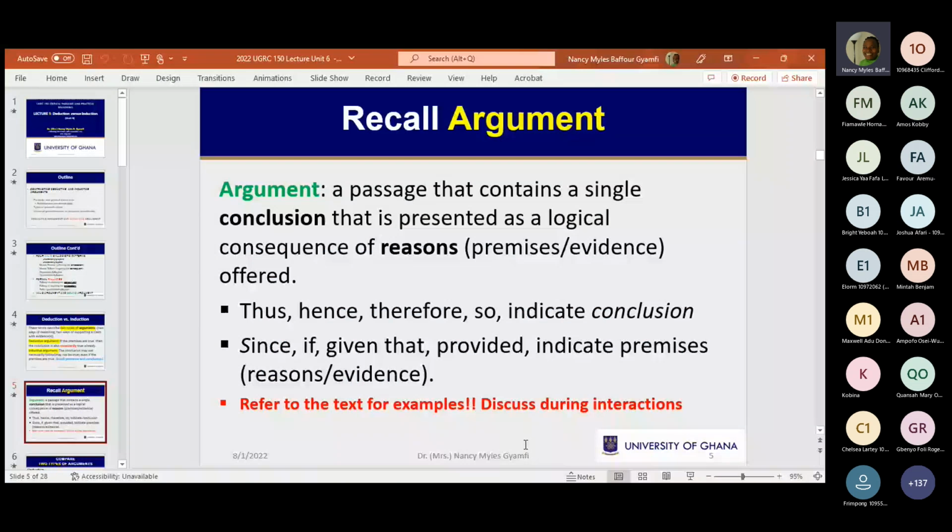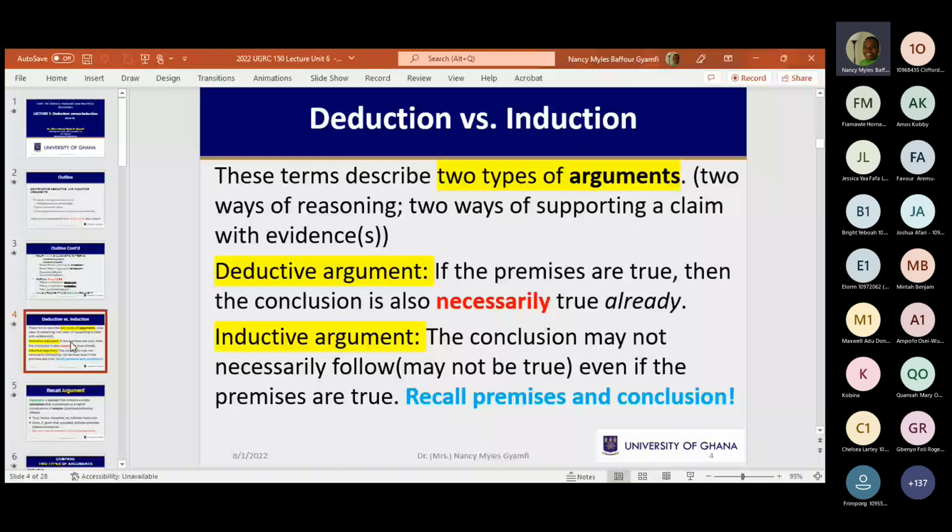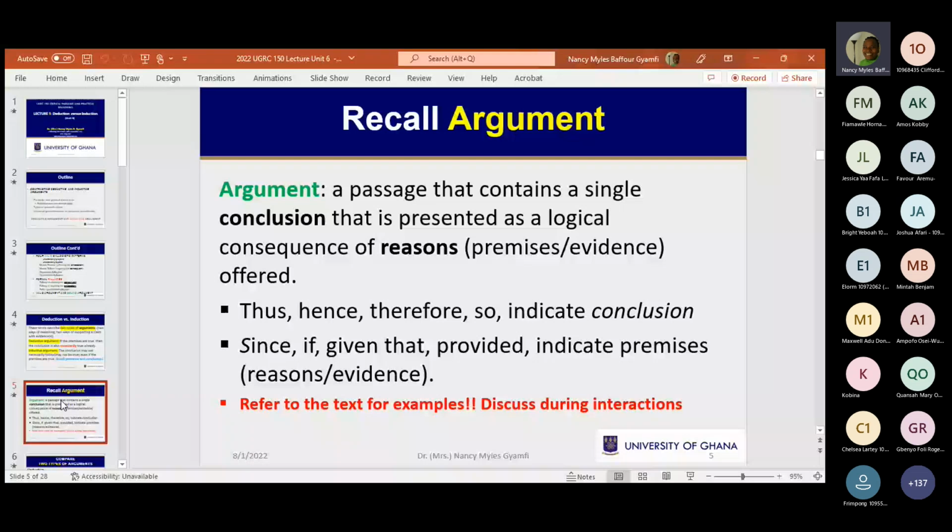So we have touched on some basic things. One or two of you touched on the distinction between deduction and induction. It was beautifully done. And then we were just told what an argument is, which is what is currently on our screen. We can now move on to the next.